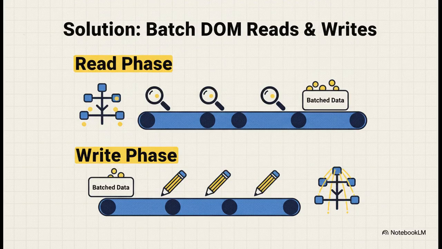And the solution is beautifully simple: batching. The smart way to do this is to separate your reads from your writes. First, read all the dimensions and positions you need from the page. Get all your measurements. Then, in a totally separate step, make all your style changes. This lets the browser perform all its calculations in one efficient go, instead of getting interrupted over and over again.